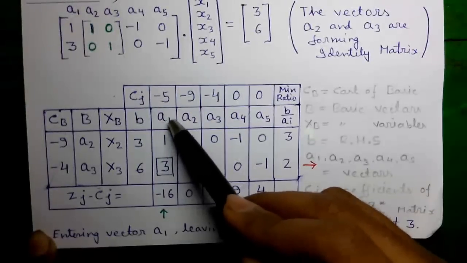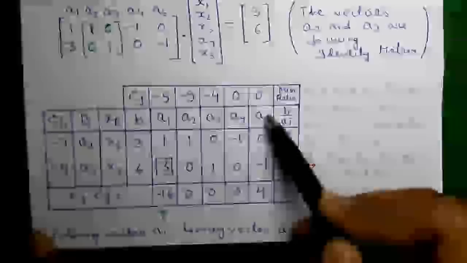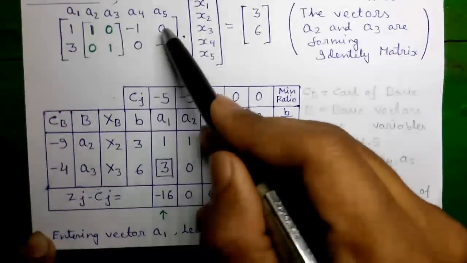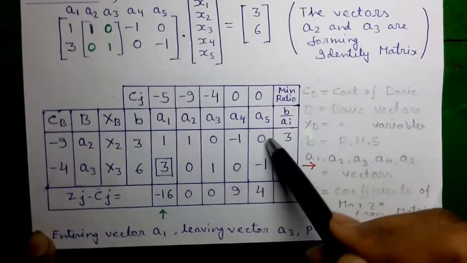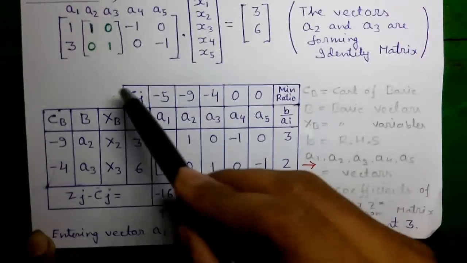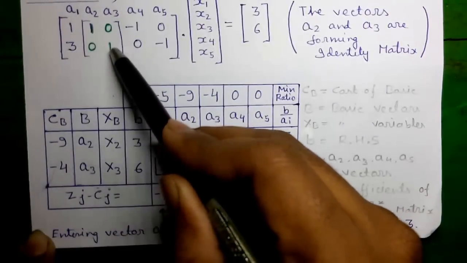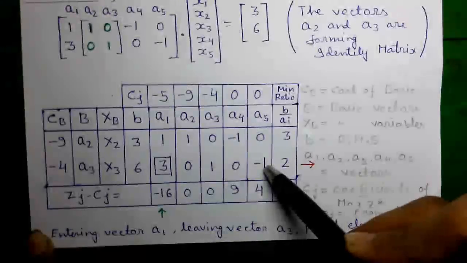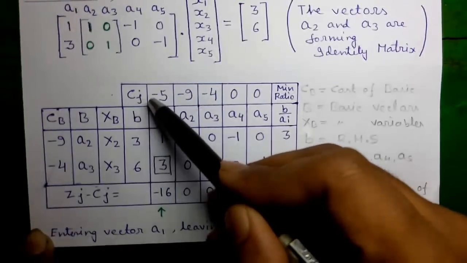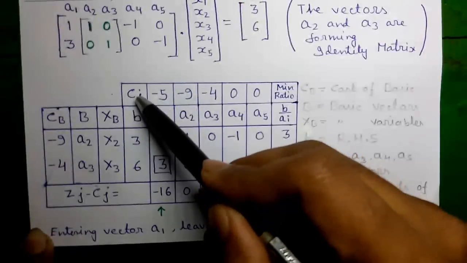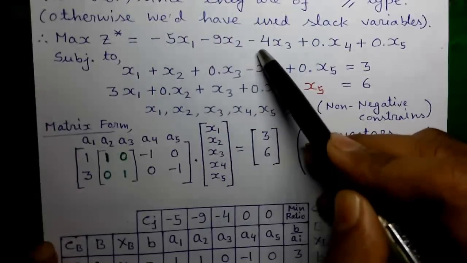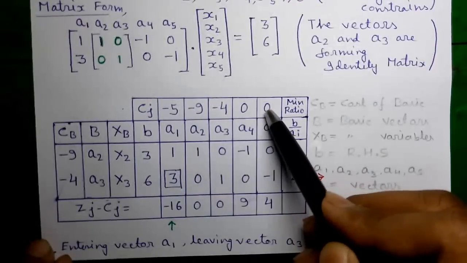Next we will write all the vectors a1, a2, a3, a4 and a5. In the first row we write all the values from the matrix: 1, 1, 0, minus 1, 0. The next row values from the matrix are 3, 0, 1, 0, minus 1. And in the Cj row we will write the coefficients of the Max J star. So Cj equals the coefficients of the Max J star, that is minus 5, minus 9, minus 4, 0 and 0.